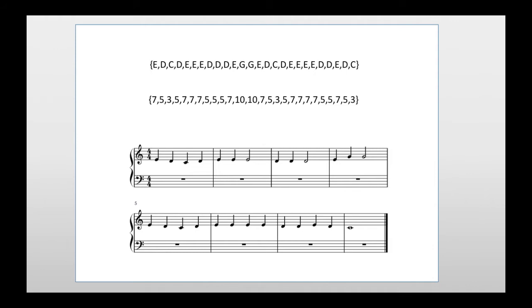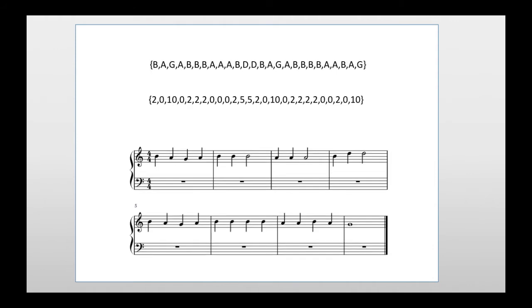Let's do another translation that shows the modular arithmetic in particular at work. Let's add 10 to each element of the first melody. 2010-0222-002010, which translates into the musical pitches B A G A B B B, A A A, B D D, B A G A B B B, A A B A G. And this is the melody in the key of G major.